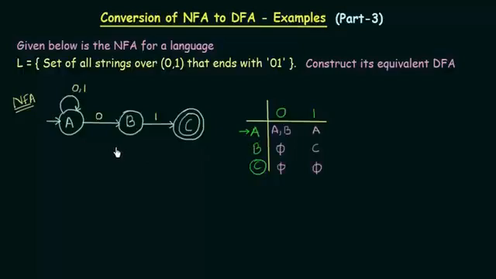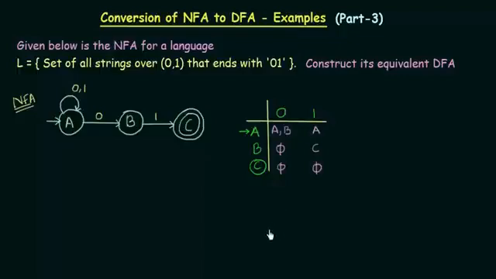How do we know that this is an NFA? We see that A on getting a particular input, 0, goes to two different states. This is a property of an NFA, which cannot be there in a DFA. Also B on getting input 0 goes nowhere, it goes to φ. And C on getting both 0 and 1 goes to φ, which means it does not go anywhere. This is the property of an NFA. So we have to convert it to the equivalent DFA.